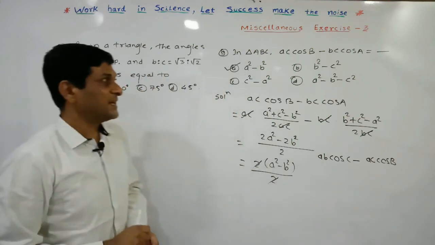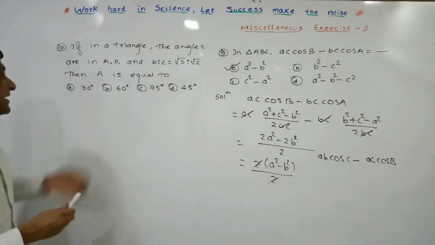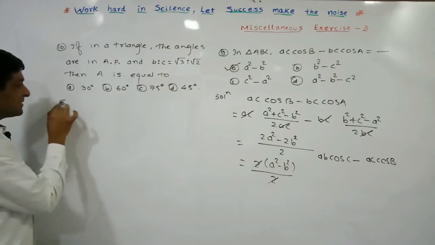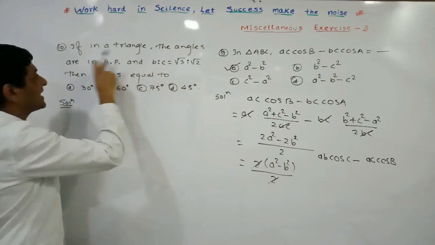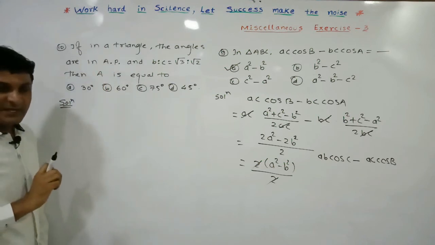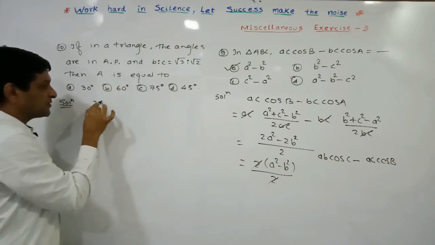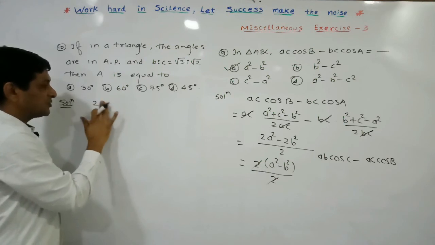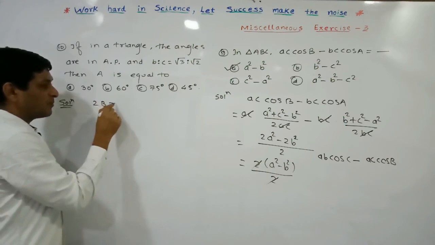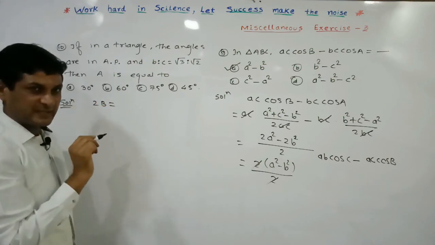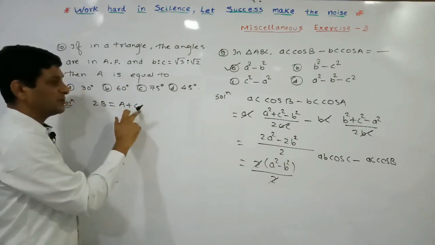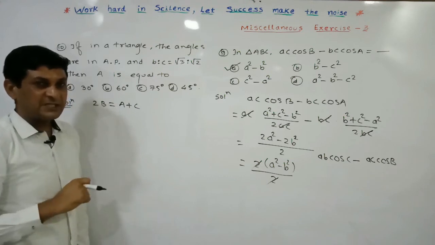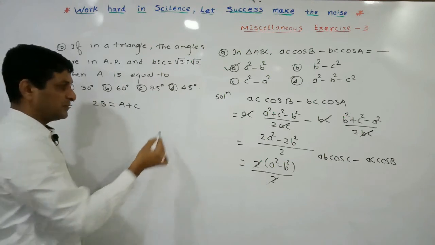Okay, so now see example number 10. In this example number 10, what is the given condition? In a triangle, the angles are in arithmetic progression. Angles are in arithmetic progression means which condition is satisfied? That 2B, we are denoting angles by capital A, capital B, capital C. And if angles are in arithmetic progression, at that time 2B is equal to what? A plus C.